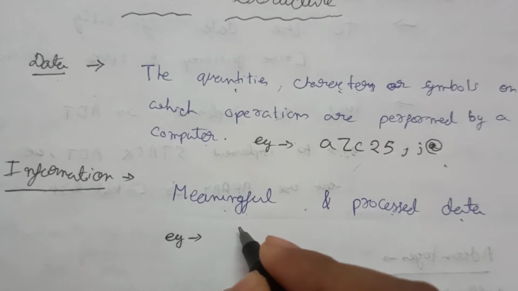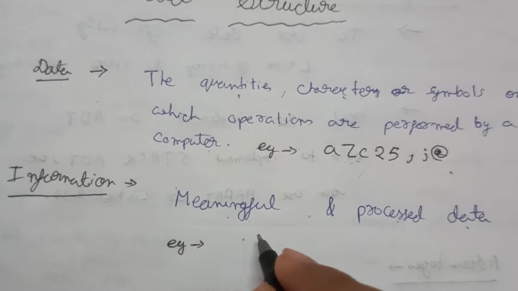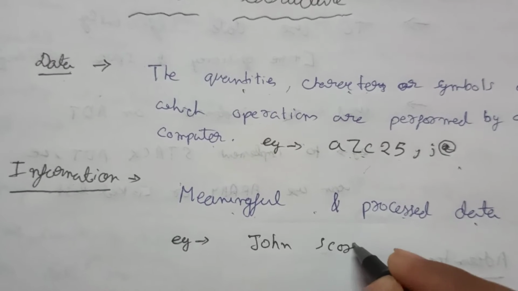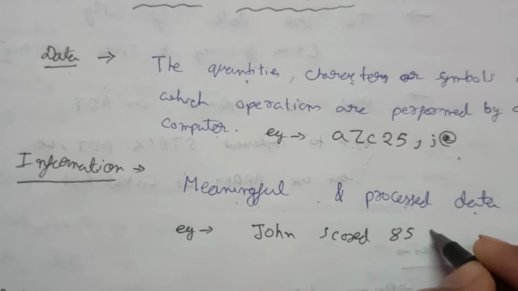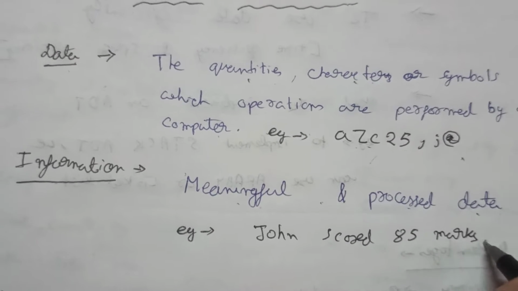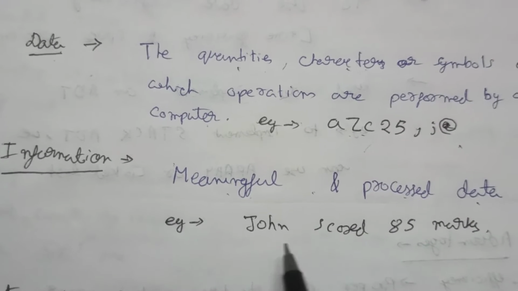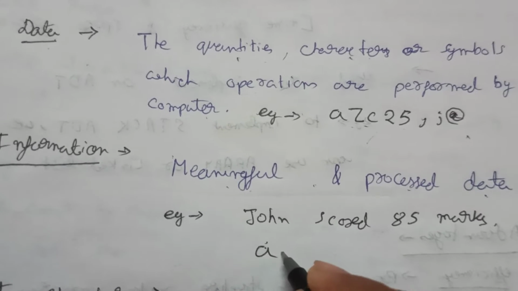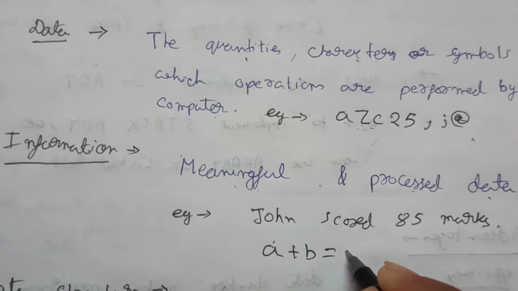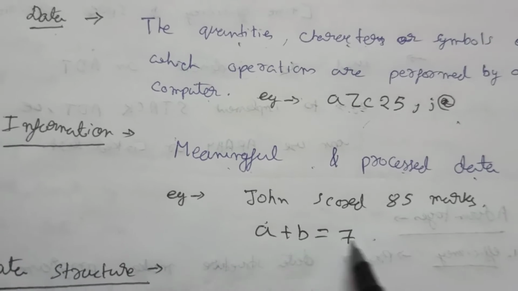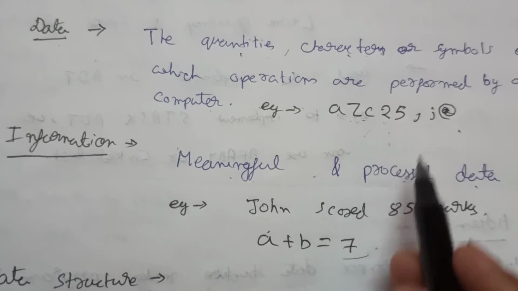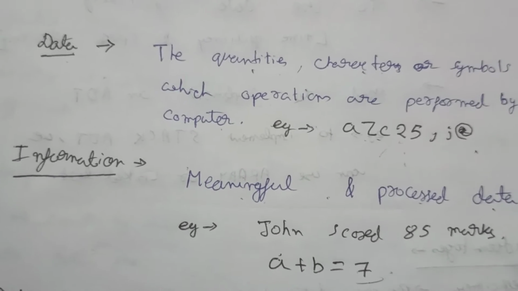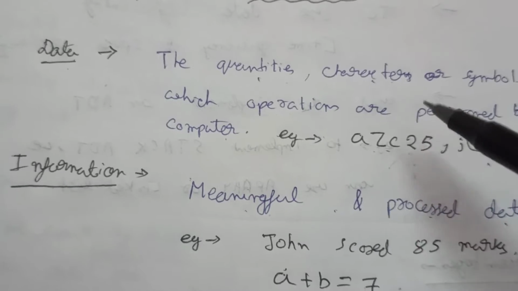information. Suppose an example of information is that John scored 85 marks. So this is a piece of information because this is meaningful. Or suppose this is another information, that is A plus B equals 7. So this is also meaningful information, but this is data too, a processed and meaningful data. Okay, so hope you understand the difference and the relation between data and information.